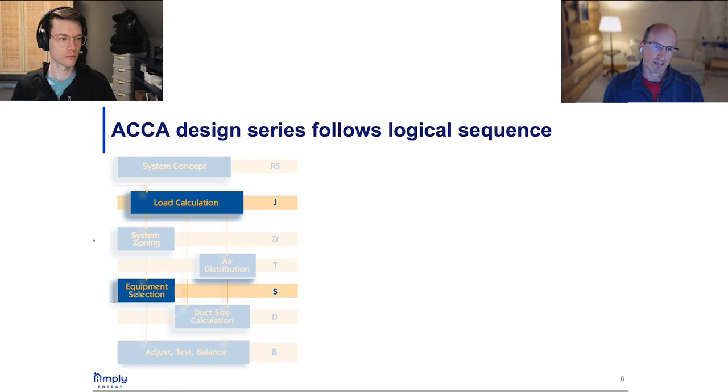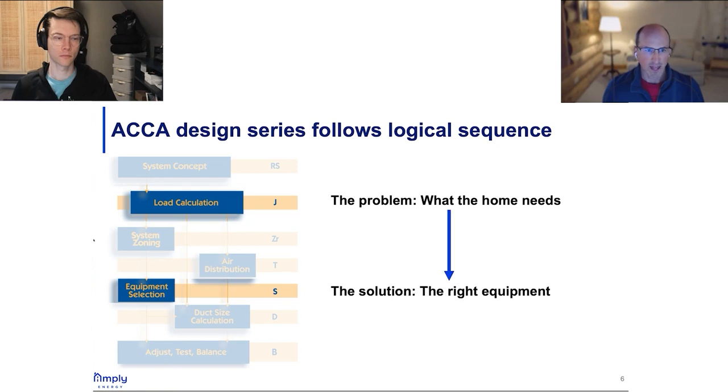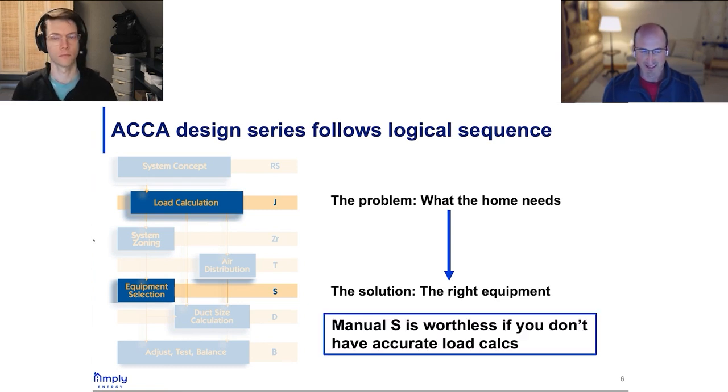We need to touch on Manual J in particular because Manual J is the problem. This is what the home needs. And Manual S is a close companion to it because Manual J is an input into Manual S. And Manual S allows us to figure out what's the right solution for this problem. What is the right equipment that's going to work with this home and deliver comfort? And so the key takeaway here is that Manual S is worthless if you haven't first done accurate, thoughtful load calculations. This is the old garbage in, garbage out problem.